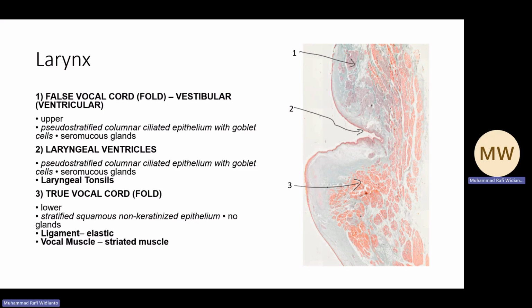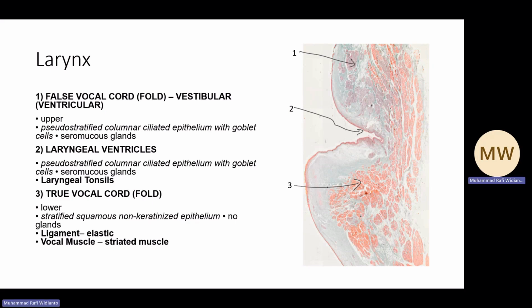Now, let me tell you the reason why the organization of the epithelium makes sense for the function of the vocal cords. So, the true vocal fold epithelium basically helps in withstanding force and friction.